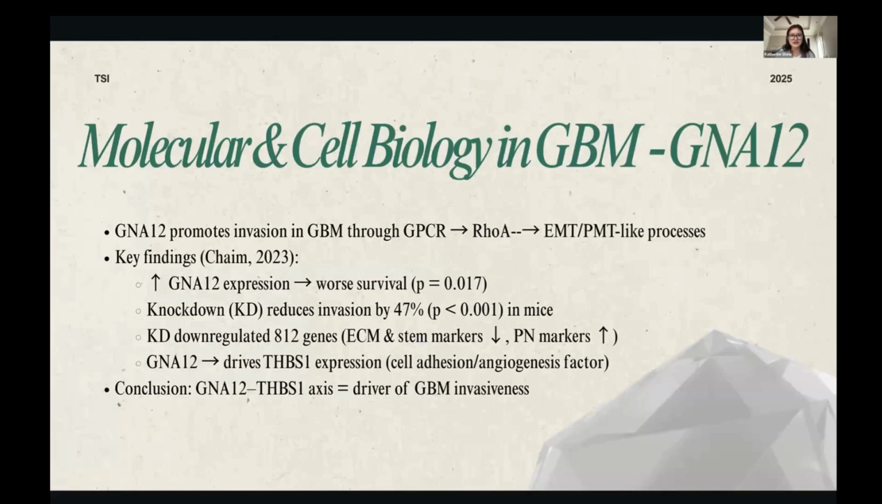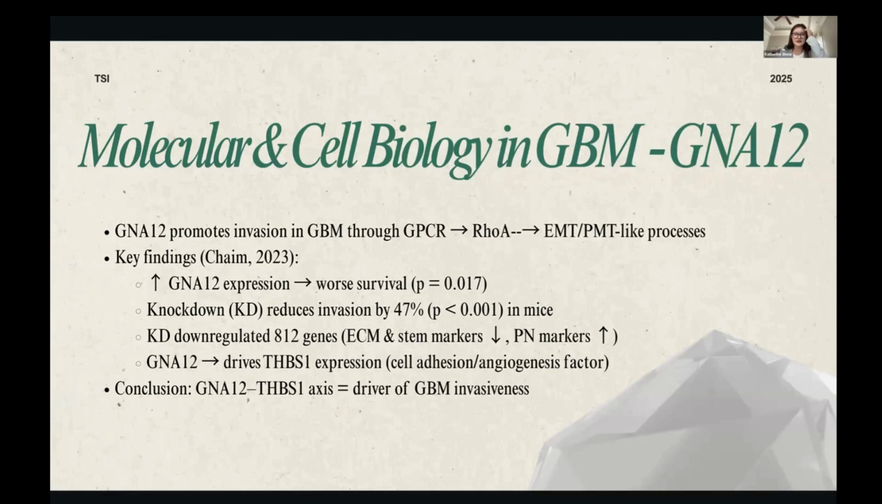So now as we dive into biology, I basically studied what my mentor studied a while ago. I looked over how Gα12 promotes invasion in glioblastomas through GPCR and this other pathway called RhoA that has some complicated processes. But overall, the main point is that increased Gα12 expression led to worse survival. Then knockdown, which is a biological cell method, reduces invasion by 47%. Basically, it's like getting rid of one kind of expression. So when we got rid of Gα12 expression, we saw reduced invasion, which is good.